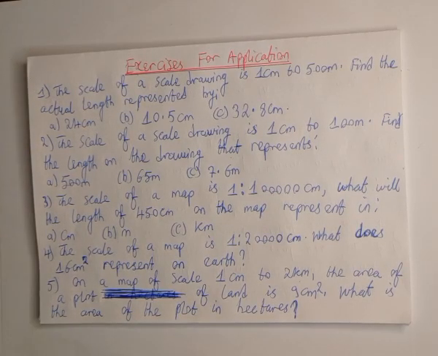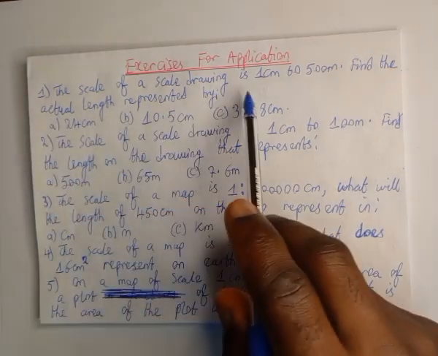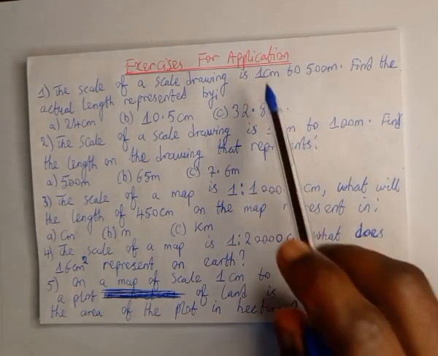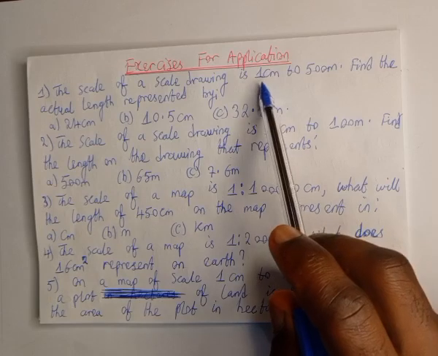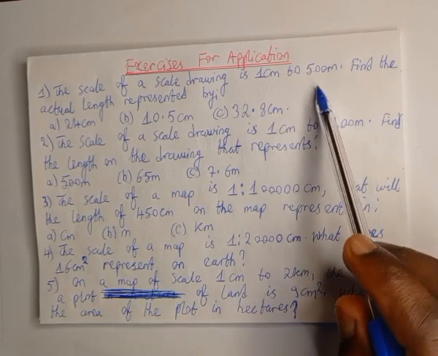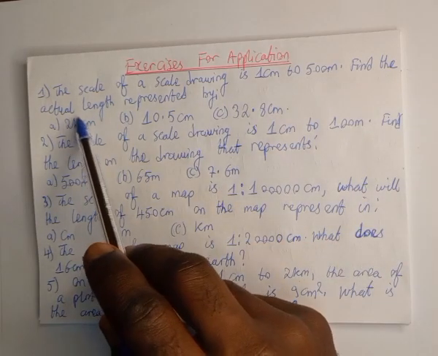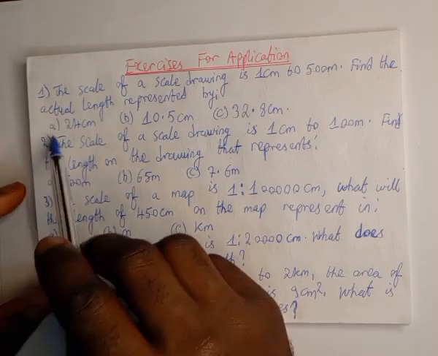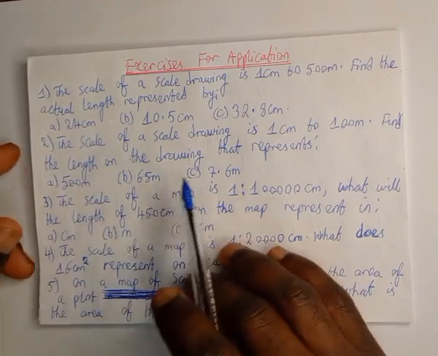We are to correct the following exercises for application under skills. Question 1. The scale of a scale drawing is 1 centimeter to 500 meters. That means every 1 centimeter on the diagram or the map is equivalent to 500 meters on Earth. That's what it means. Find the actual length represented by 24 centimeters. That means 24 centimeters on the scale drawing. Take solution.